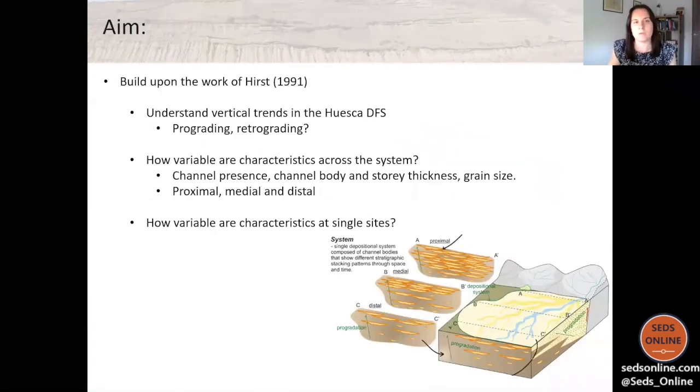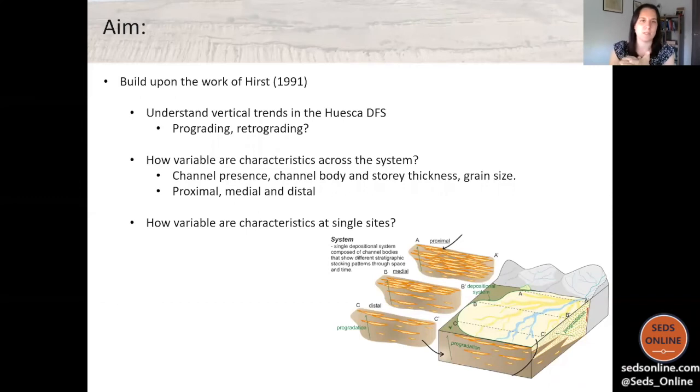So the aim of this work was really to build upon the work of Huesca from 1991. And what we really wanted to understand was, what were the vertical trends in the Huesca DFS? We wanted to understand if this system was prograding, building out into the basin, or whether it's retrograding, building backwards, backfilling. And that's really important to understand what was going on at that period, but also how that might affect the characteristics through time and vertically through the sections.